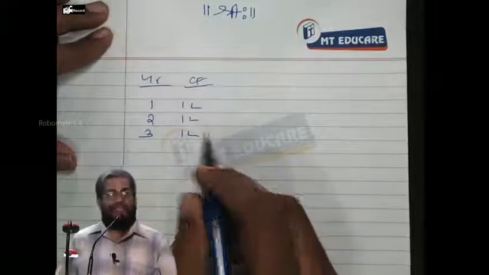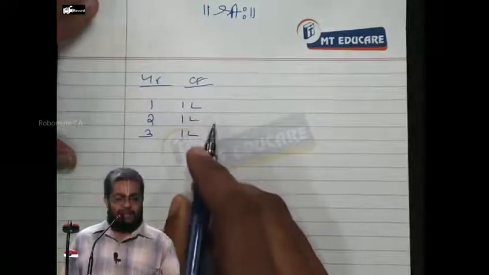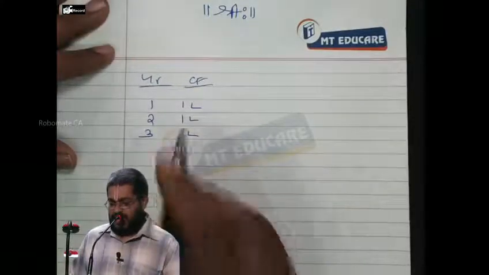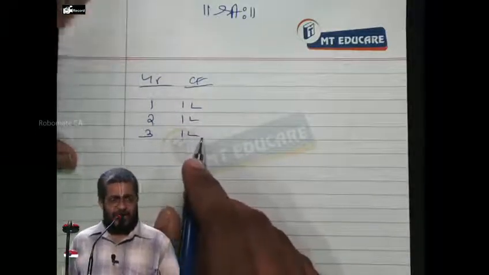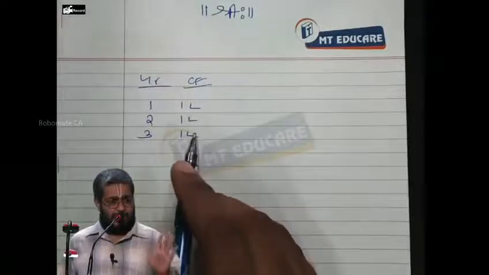Tell me how to read this. I receive 3 times how many rupees? 1 lakh rupees. When do I receive? At the end of the first year, end of the second year, end of the third year. That is going to be called a normal annuity.